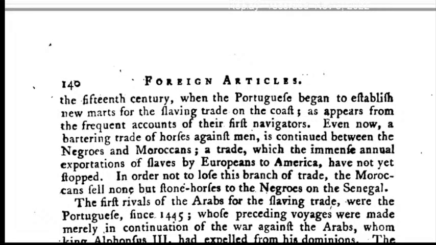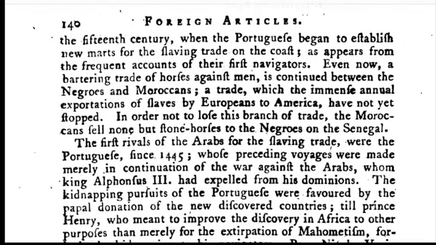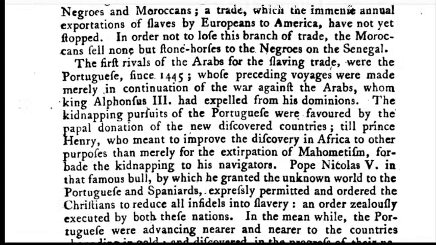As it appears from frequent accounts of their first navigations, even now a bartering trade of horses against men is continued between the Negroes and the Moroccans, a trade which the immense annual exportation of slaves by Europeans to America has not yet stopped. In order not to lose this branch of trade, the Moroccans sell none but stone horses to the Negroes on the Senegal.